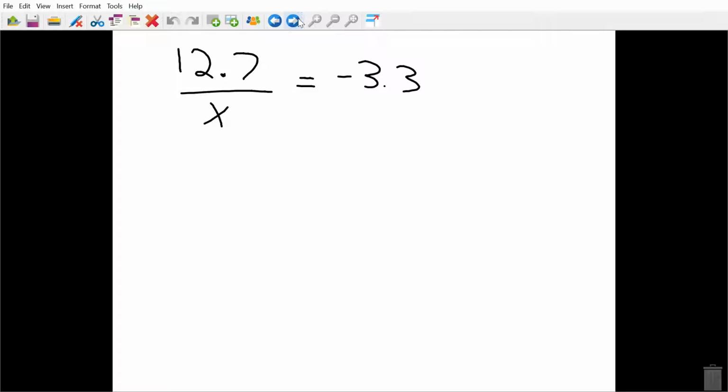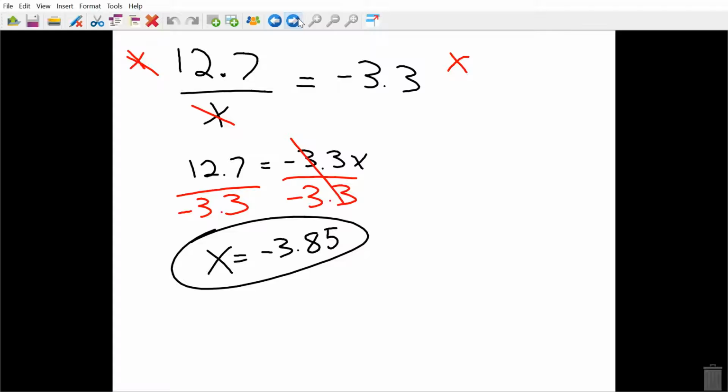12.7 over x equals negative 3.3. Please pause and try now. The answer is x equals negative 3.85. Here the x is on the bottom. It's 12.7 divided by x, so the opposite of dividing by x is to multiply by x. We do that to both sides. Now we've got negative 3.3 times x. To get the x by itself, we have to divide by negative 3.3, and we're left with negative 3.85.